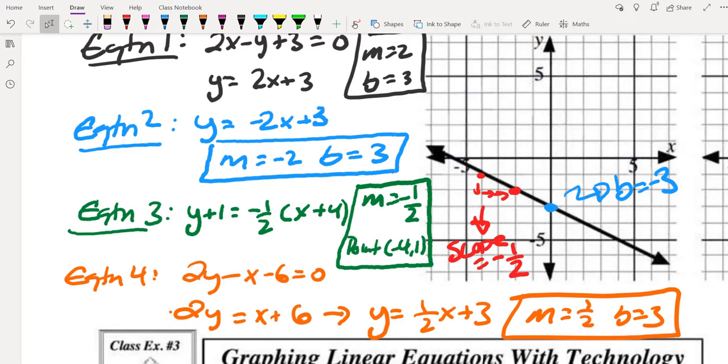And in equation 3, I used a point just because it was in slope-point form. So our point was -4 and 1, so I could look that off the graph, and a slope of -1/2. And equation 4 was written in general form, so I converted it to slope-intercept form, and the slope was 1/2, and the y-intercept was 3.